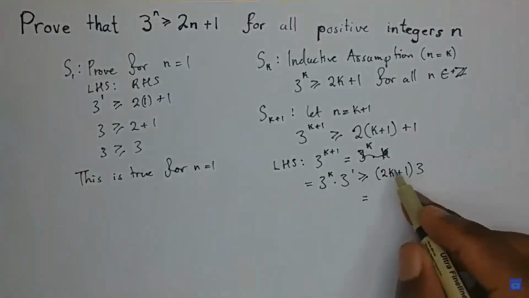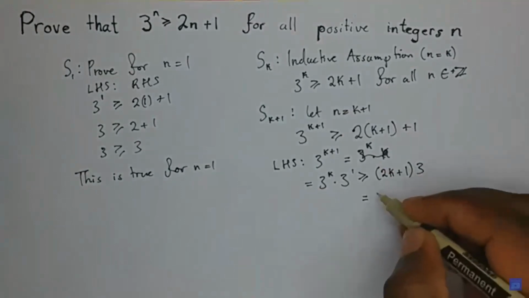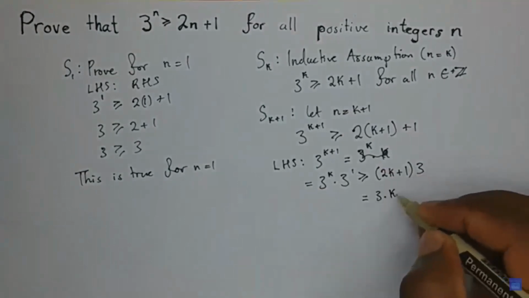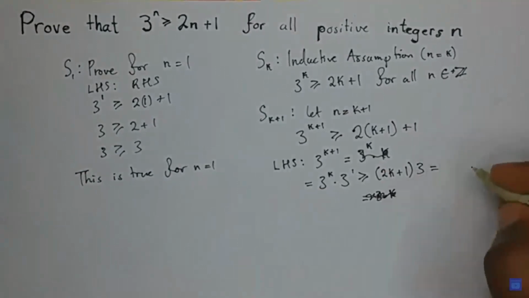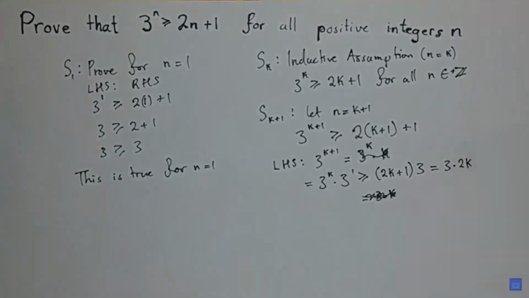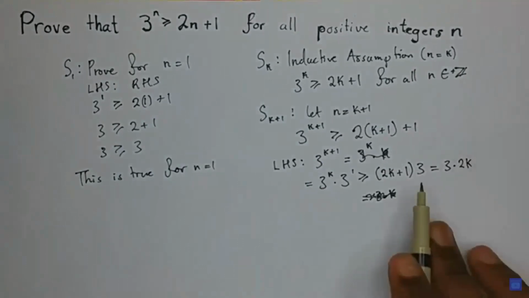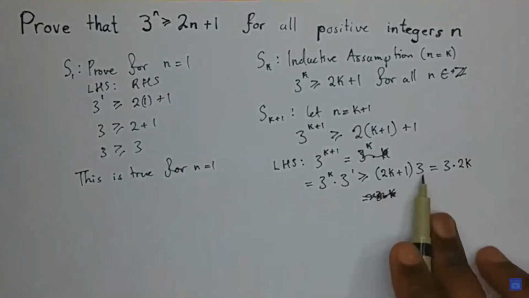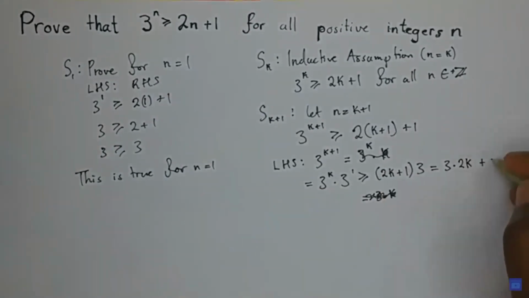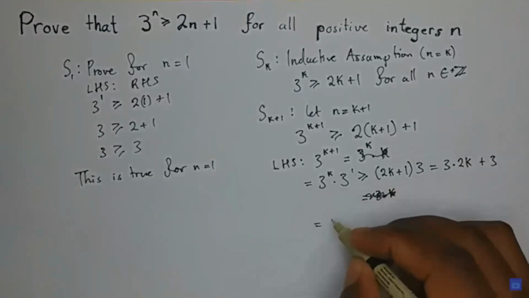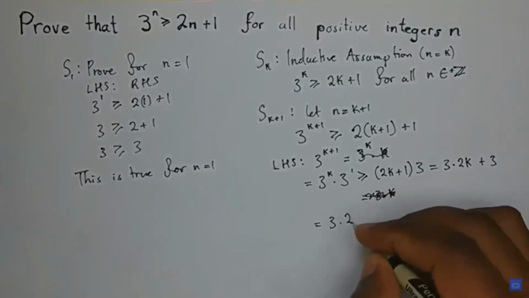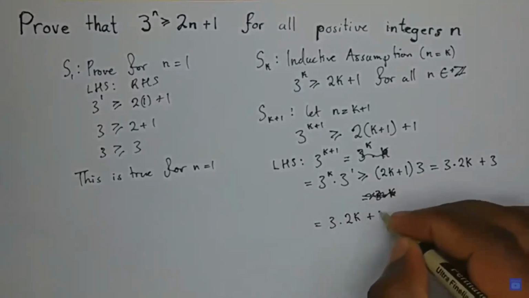We're going to get 3 multiplied by k. Sorry, let me write that again. So what we have here will be 3 times 2k, like that. Then 3 times 1, of course, we just get 3, like that. Now, let me just write this. So here we have 3 multiplied by 2k plus 3.